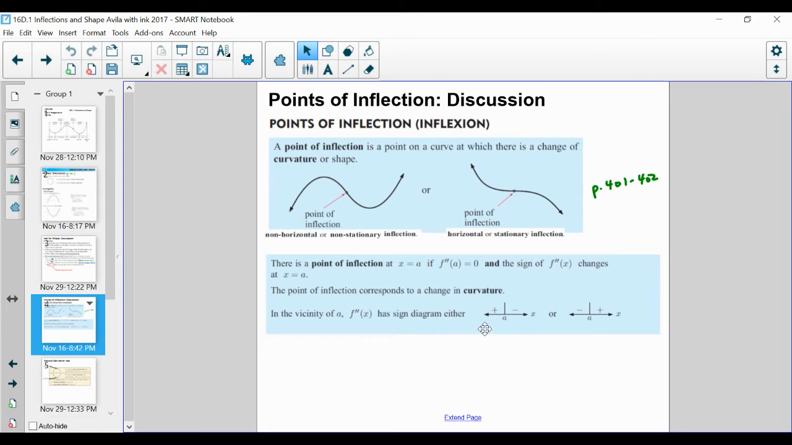Okay, so in other words, if I do a sign diagram with the second derivative and it changes from positive to negative or from negative to positive, I can say that that is a non-stationary point of inflection. And generally, we just say point of inflection referring to non-stationary inflections. We only refer to it as a stationary inflection if it's stationary.